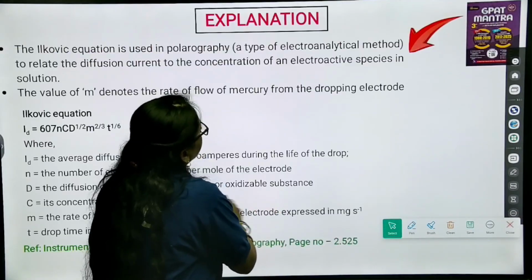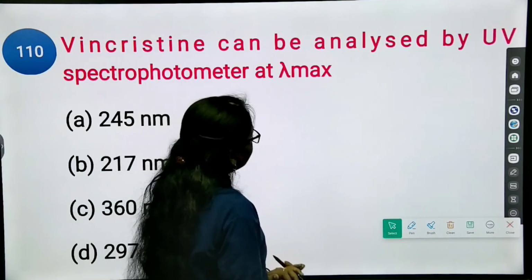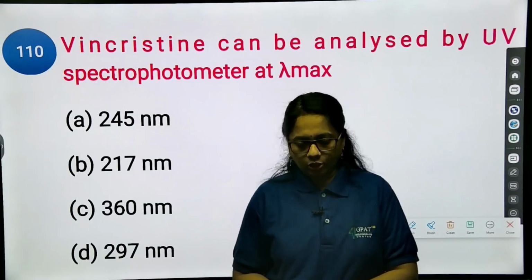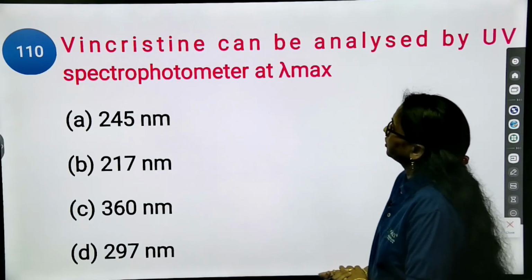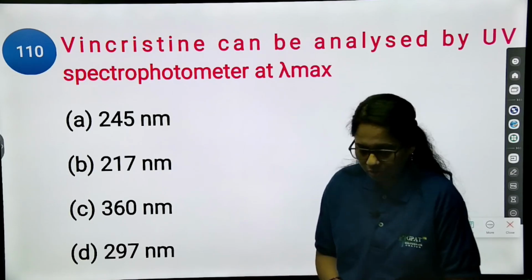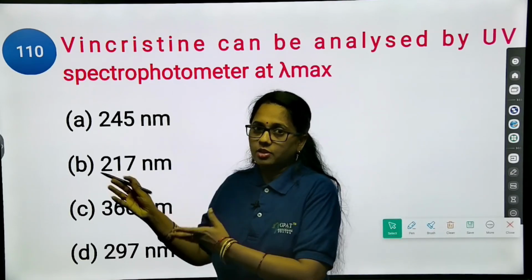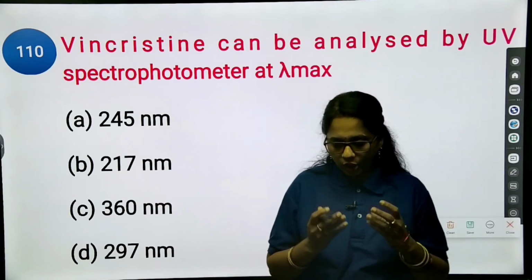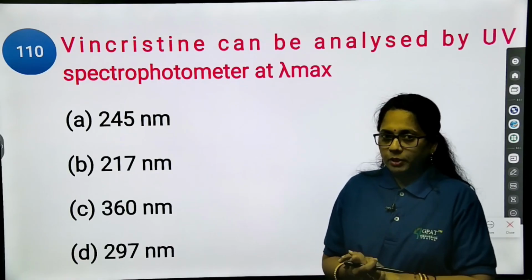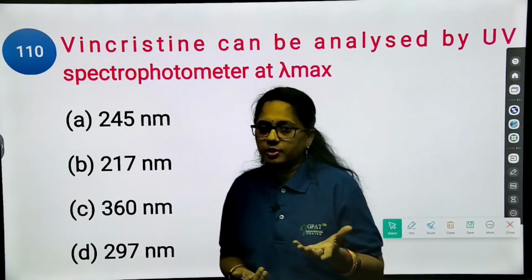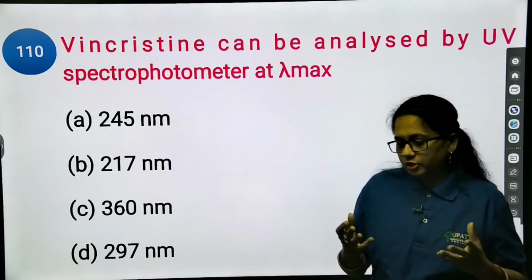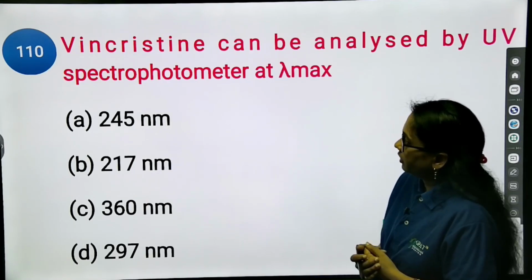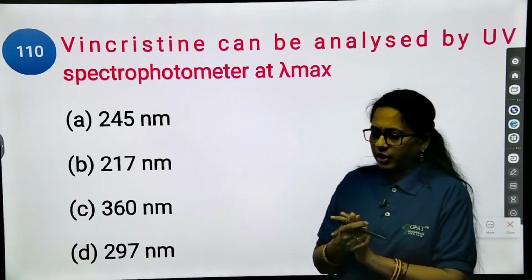Next, vincristine, a Vinca alkaloid. Vincristine can be analyzed by UV spectrophotometer at lambda max. Initially they asked for the lambda max of morphine, which has a very complicated structure, but an aromatic moiety is present. So with a basic aromatic moiety, we get 285 nanometers as the parent value, and based on that we answered that question.